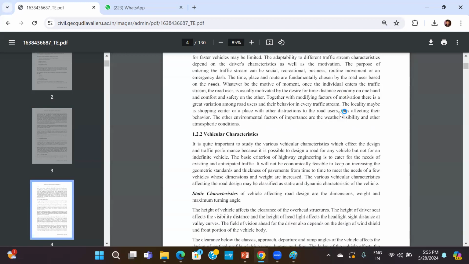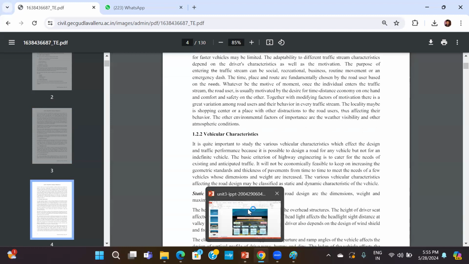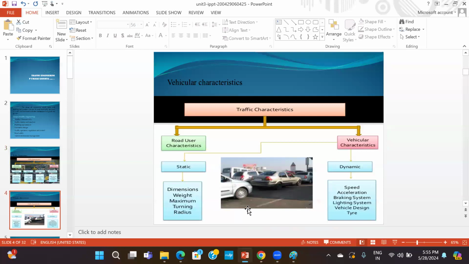Well, coming to the vehicular characteristics, here, static and dynamic. Static, in the sense, the vehicle dimensions will not change regularly. So weight and turning radius are constants which cannot be changed. So they come under static conditions. Dynamic means the vehicle speed may increase, acceleration and braking system may vary, and lighting capacity, vehicle design, and tire conditions change from time to time. So they come under dynamic characteristics.